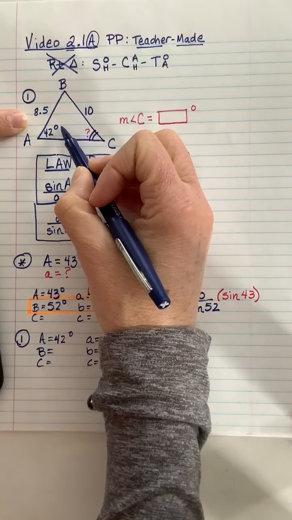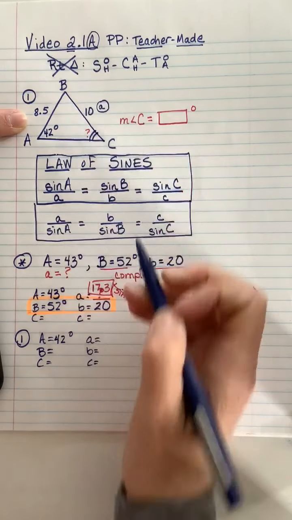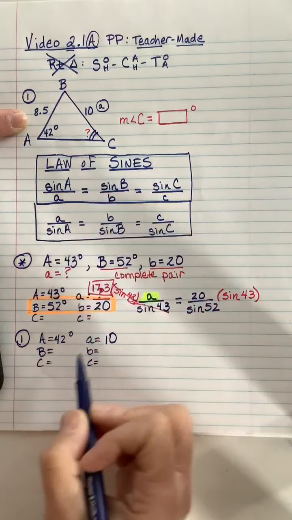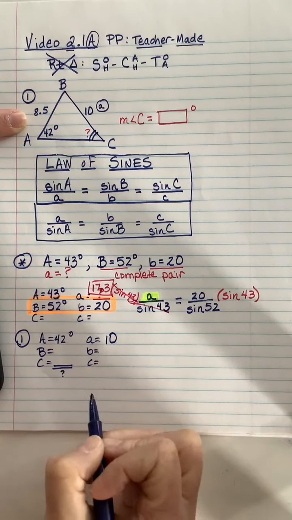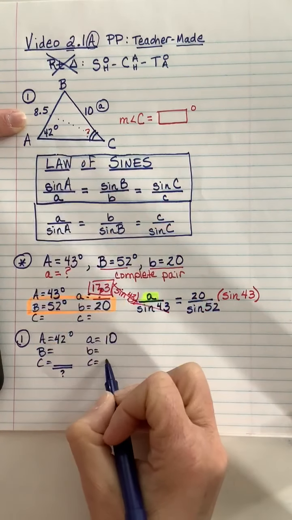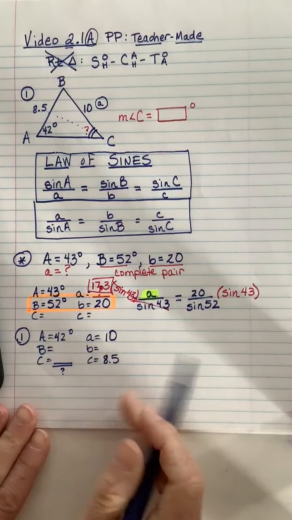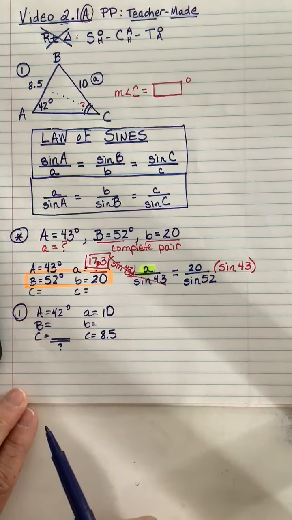I know that little a all the way across is little a. I know that little a is 10. I don't know angle C. That's what I'm missing. And I do know that little c is 8.5. So for today, we're going to keep the pictures out of it. We're just going to stick with our information.